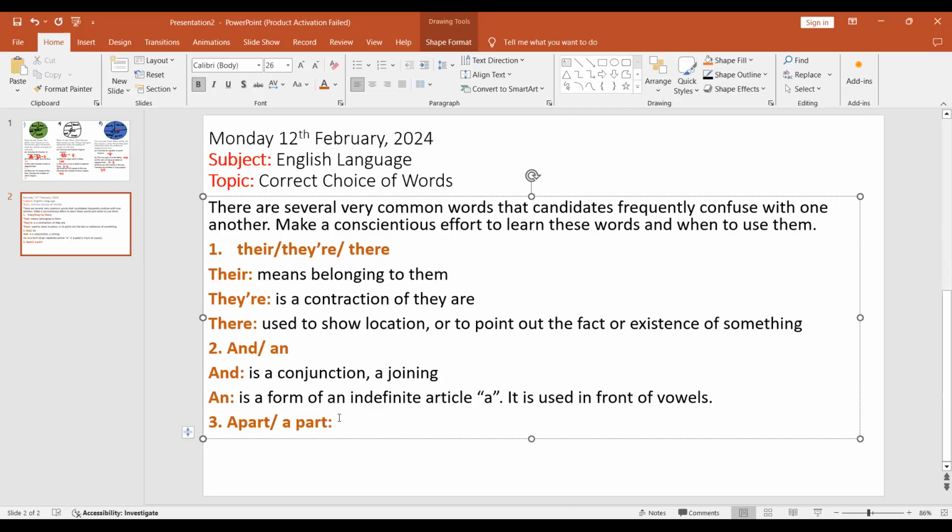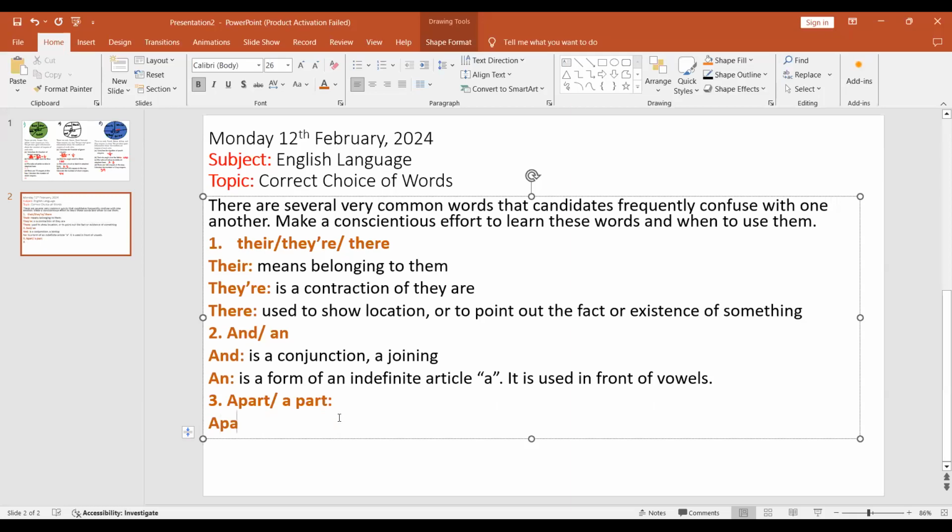So we have apart and a part. What's the difference? How can we distinguish them? Apart means like separated, and a part is like... I don't know. You don't know. Apart means something is not together. And a part means a part of something. Very good. What's her name? Taya, well said.